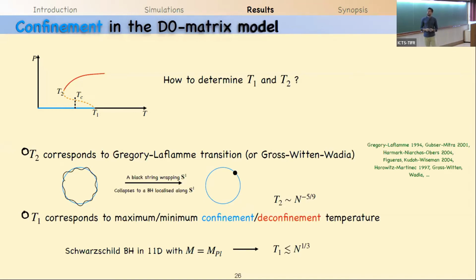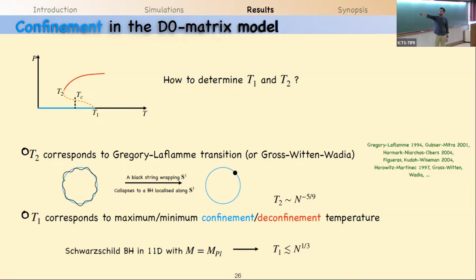So in a usual first order scenario, you have something like this, where the Polyakov loop and the temperature have this kind of behavior. And the question now is how to determine T1 and T2. So T2 corresponds to a Gregory-Laflamme transition, or equivalently a Gross-Witten-Wadia transition, because the Polyakov line develops a gap, as Hiromasa explained.